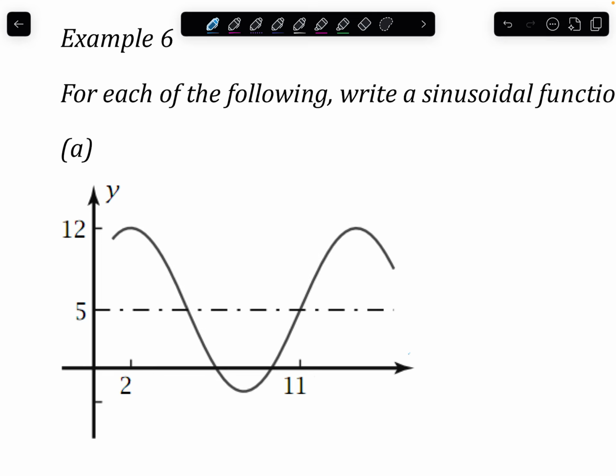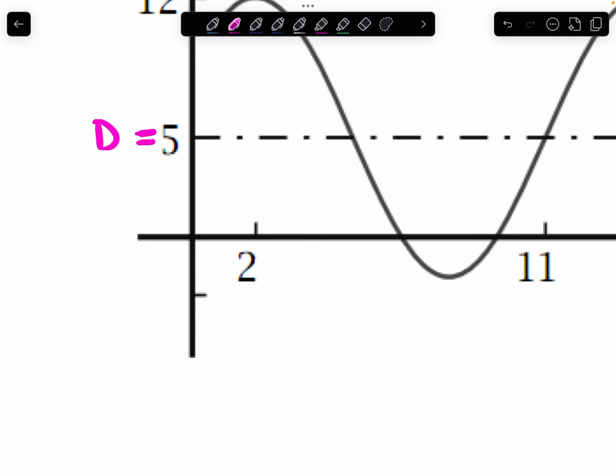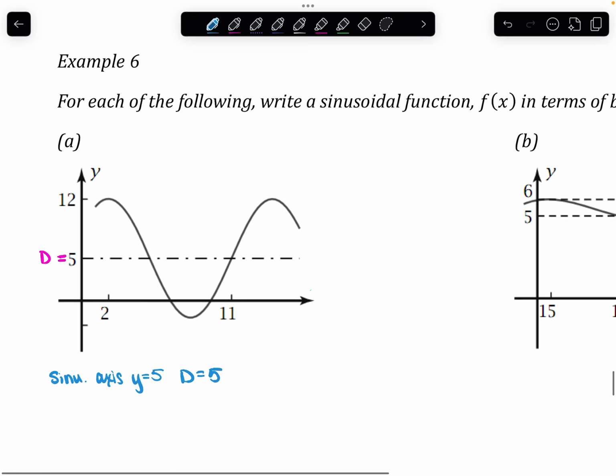If I'm looking at this, the first thing I notice is that sinusoidal axis because the dashed line here is drawn in. So right there is that sinusoidal axis, so that tells me D. So I know our sinusoidal axis is at y equals 5. So that tells us that D is 5. So I got D done. I'm going to do A, B, and D, and then C, the phase shift. The phase shift depends on which trig function you want to write, whether you start at a high, an axis, or a low. So C is the last one we're going to do.